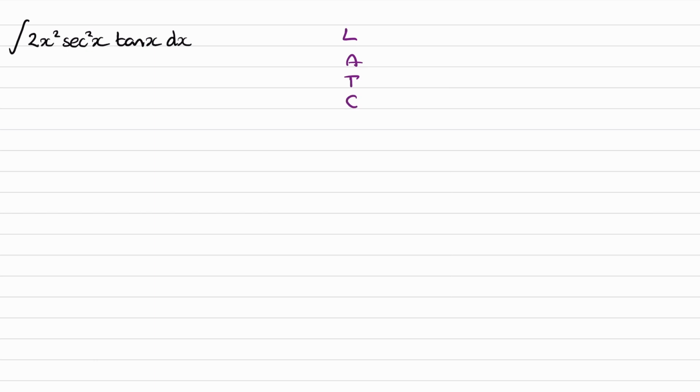Logs, algebra, trig, exponentials. We have algebra, trig, trig. So A comes before T in the word LATE. So then we can set our u to be equal to 2x squared and our v dash equal to both trig things multiplied by one another. So sec squared x, tan x. That's useful because we can integrate this whole thing. We can integrate sec squared x, tan x.